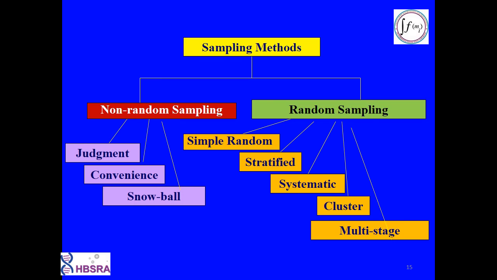Simple random sampling, stratified, systematic, cluster and multistage, they are okay. Every technique has its pluses and minuses, but they will make random samples. That means samples representing populations. So we can do a good job with a random sample.